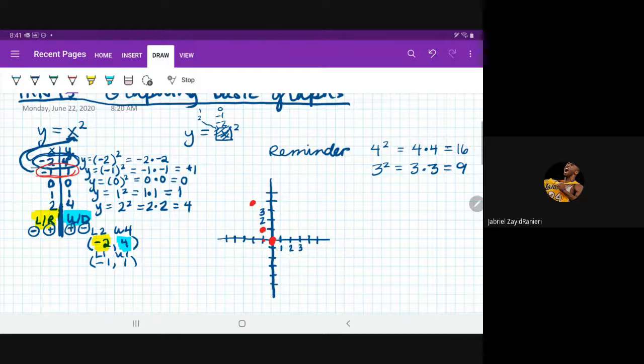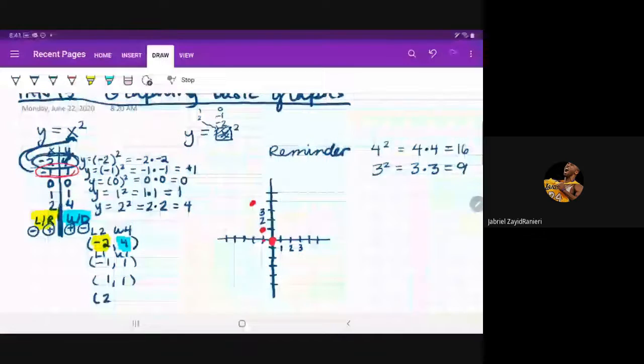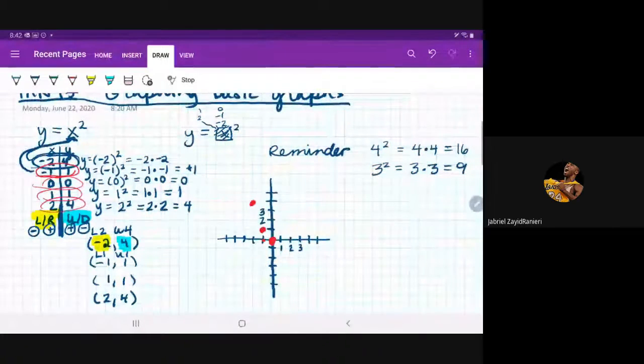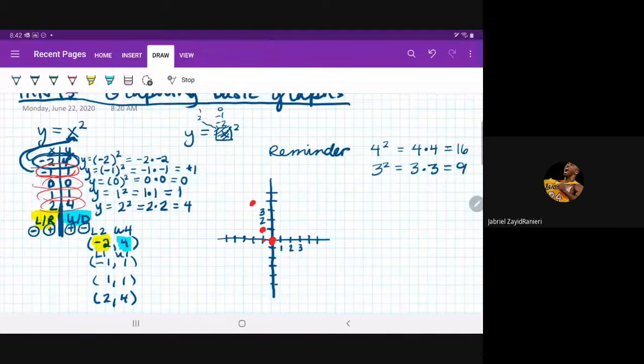Okay, so then we need the point 1, 1 and 2, 4. I'm getting these points from the list. See all these coordinates? I'm writing them in parentheses. Usually you don't write them separately in parentheses. You just leave them in the table. But I'm kind of reviewing graphing points at the same time as graphing the table. That's why. Okay, so 1, 1.